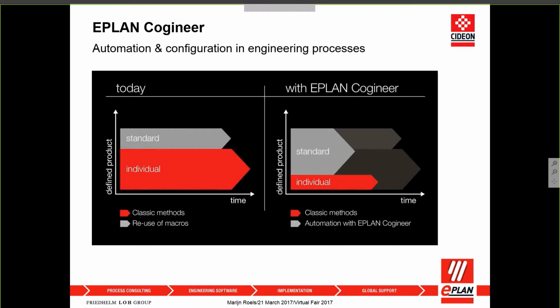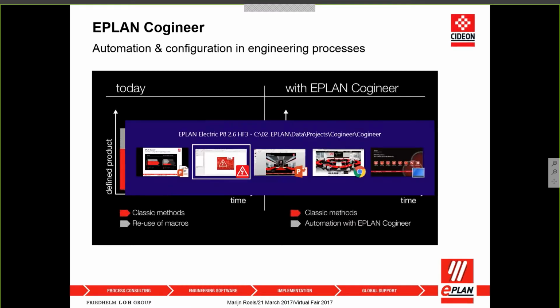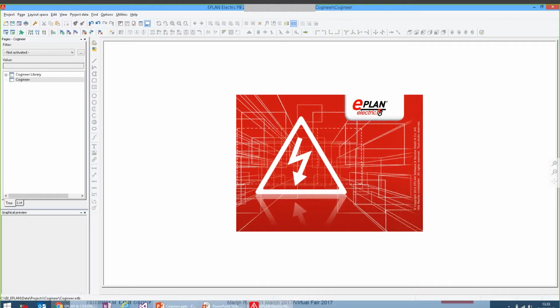And we will also talk about the automation we can handle with EPLAN Cogineer. We will reuse this data in an intelligent way, and we can also automate the design, so we lose less time and win a lot of time to do individual or even high-end engineering projects. So this is a small introduction. Let's make it a little bit clearer and go to our software. I will switch to EPLAN Electric P8.